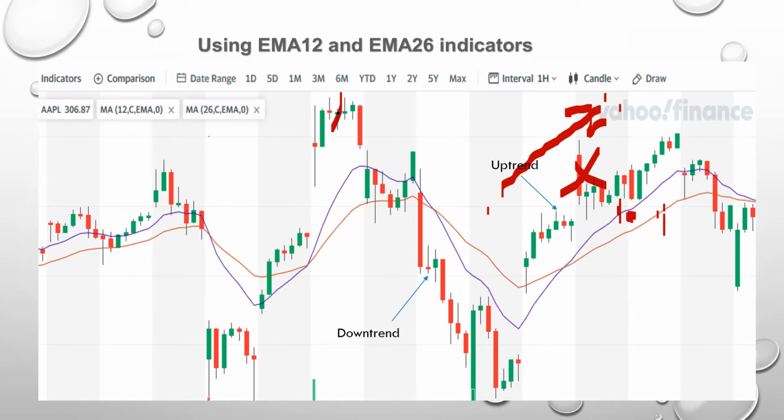The same thing here. This is the price, that's the blue line, that's the orange line, that's upward. Here, the same thing. And in contrary, if the price is below the blue line and both of them are below the orange line, then this trend is downward.